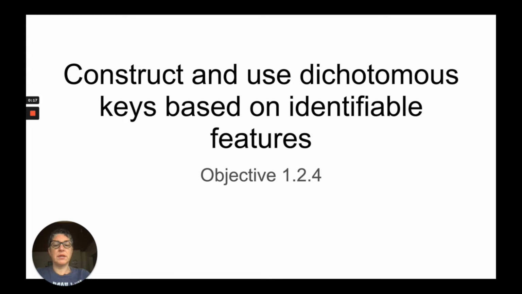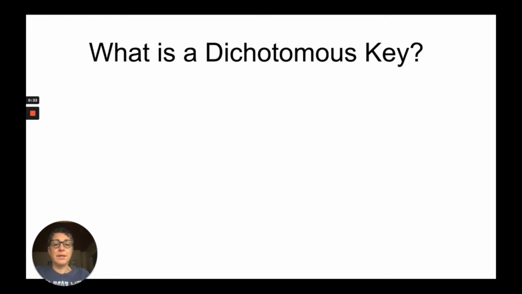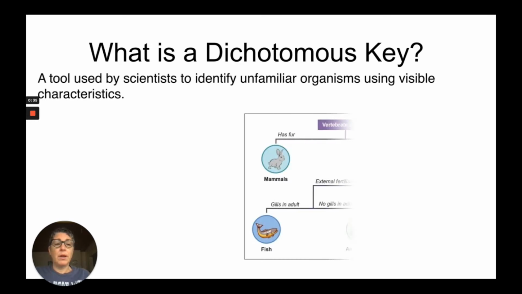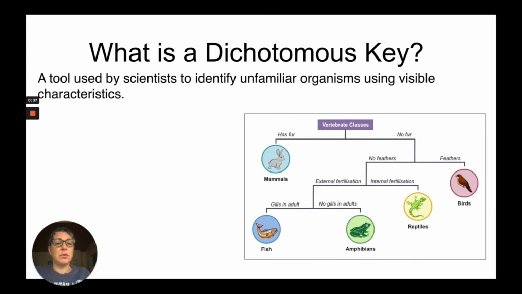This video covers IGCSE Biology Objective 1.2.4 on the 2025 CAIE syllabus: to construct and use dichotomous keys based on identifiable features. So what is a dichotomous key? Well, it is a tool that's used by scientists to identify unfamiliar organisms by using visible characteristics. What we see here is an example of what a key would look like.